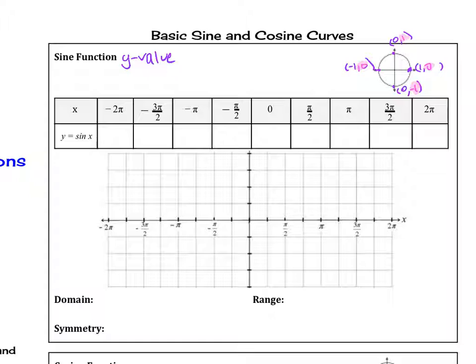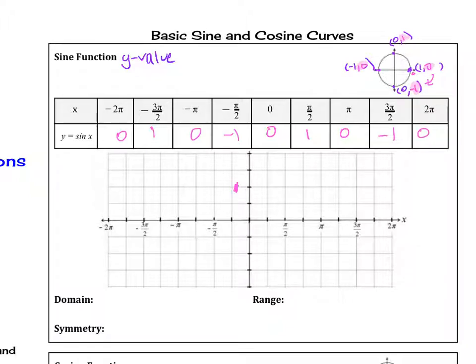So at 0, we're looking at 0 for sine. And then at pi over 2, we're at 1. At pi, it's 0. And at 3 pi over 2, we're at negative 1. Then at 2 pi, we're back at 0. At negative pi over 2, our y value is negative 1. And then at negative pi, we're at 0. At negative 3 pi over 2, we're at 1. And at negative 2 pi, we're back at 0 again. So looking at these values, we're going to go ahead and plot these points.